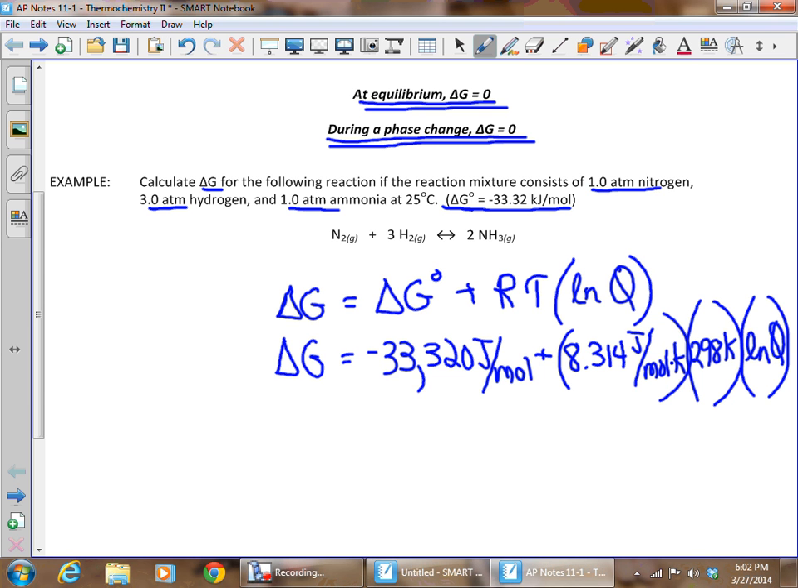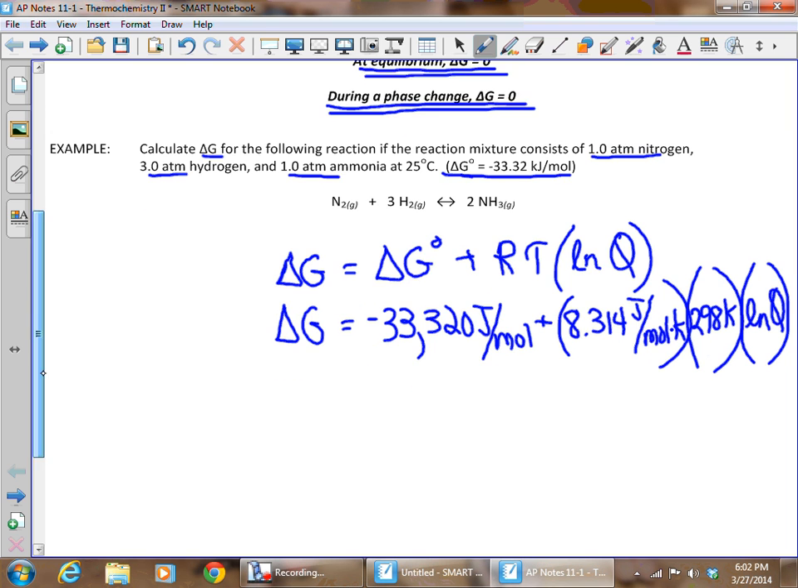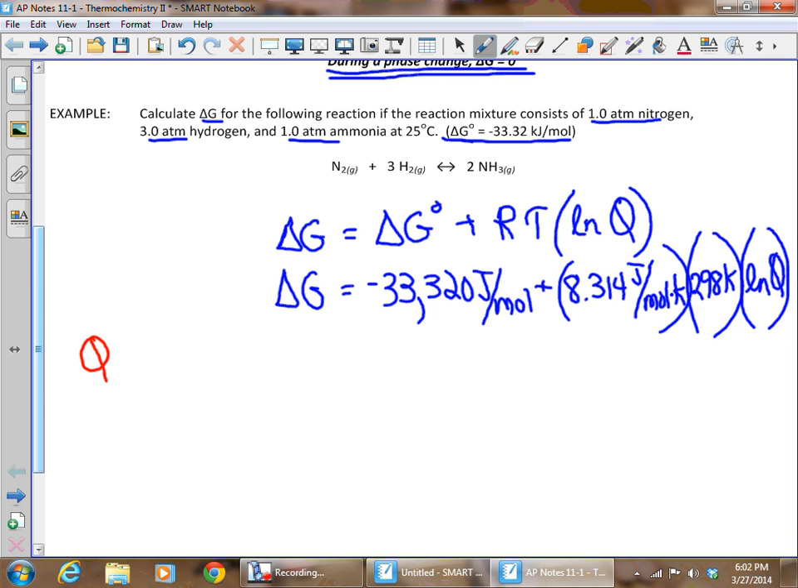So we need to find Q. And in a separate calculation, we see that Q is going to be the pressure of ammonia squared divided by the pressure of nitrogen times the pressure of hydrogen cubed.